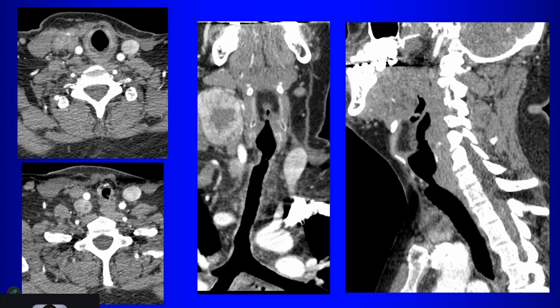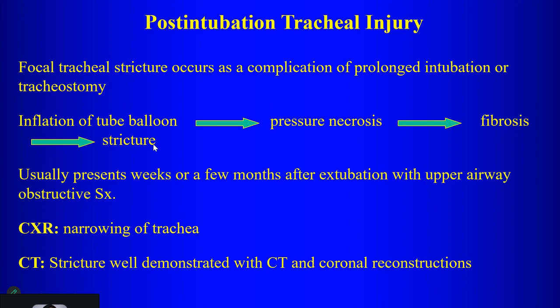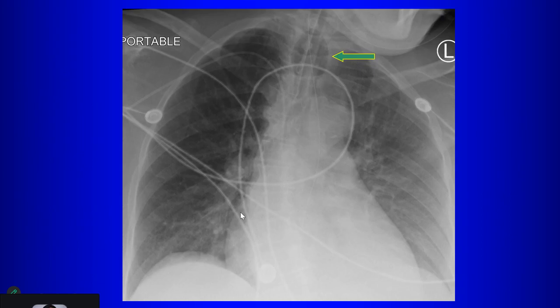Very easy diagnosis with CT. With CT, you can see the irregular thickening there, the scarring, the stricture of the trachea. That's what you see from prolonged intubation. What happens is, usually inflation of the balloon cuff causes pressure necrosis, fibrosis, and stricture. It usually presents weeks or months after extubation with upper airway obstructive symptoms. And then we'll see narrowing of the trachea. The stricture is very easily demonstrated on CT.